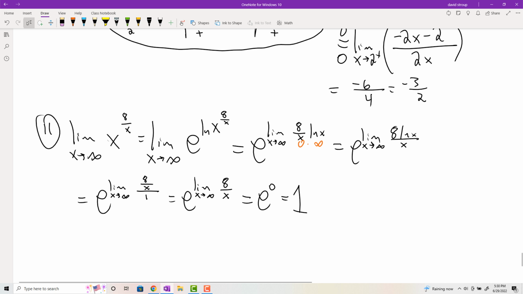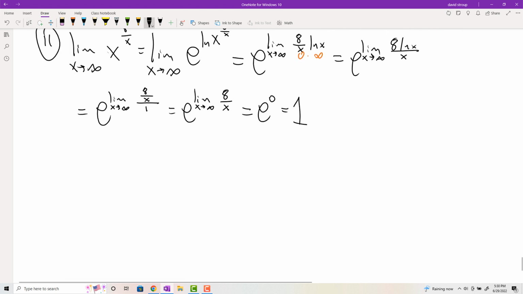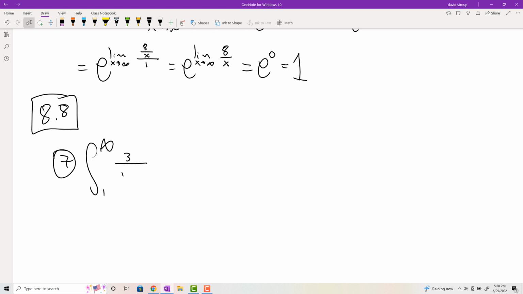The reason why we did all these L'Hopital's and infinite limits was because of chapter 8.8 with improper integrals. There were two main forms of improper integrals, the infinite interval and the infinite discontinuity. So we want to see one of each on the test. The first one is an infinite interval. You can tell because of that infinity symbol.